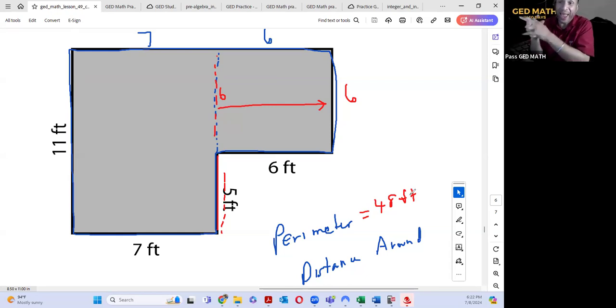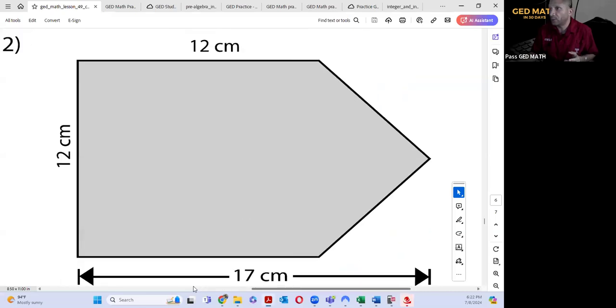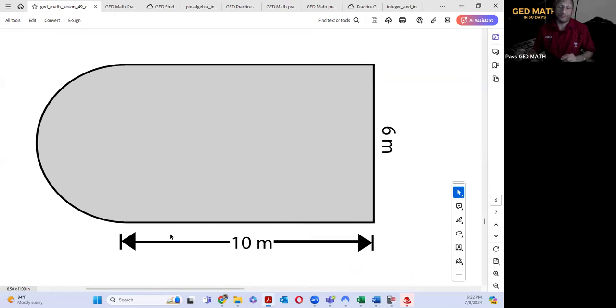So a question they might ask you, they might give you this shape. They might say, how much fencing will be needed to enclose this shape? 48 feet. Everybody understand that? And that's a compound shape. This is what they're probably going to give you, in the email that the young lady sent me. She wanted to know how to do this problem.